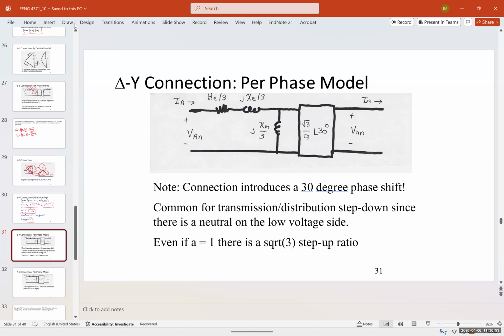The connection introduces a 30 degree phase shift, common for transmission and distribution step down, since there is a neutral on the low voltage side. So this sometimes is used for the distribution side when we step down the voltage. Even if A is equal to 1, there is a square root of 3 step down ratio. So even if we have a 1-to-1 ratio transformer, we still have a square root of 3 step up ratio for the voltage.